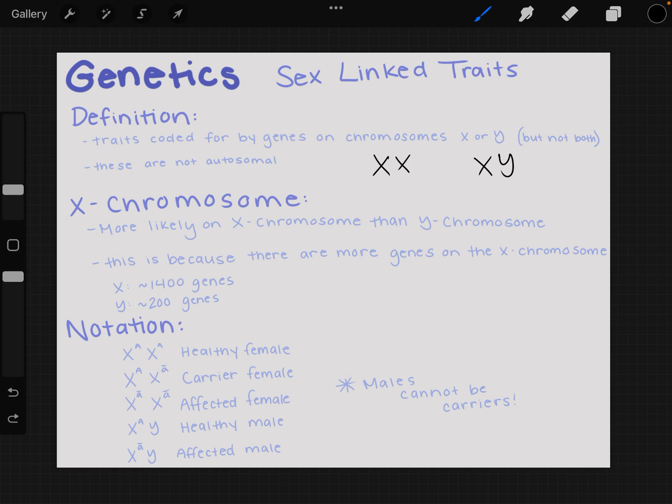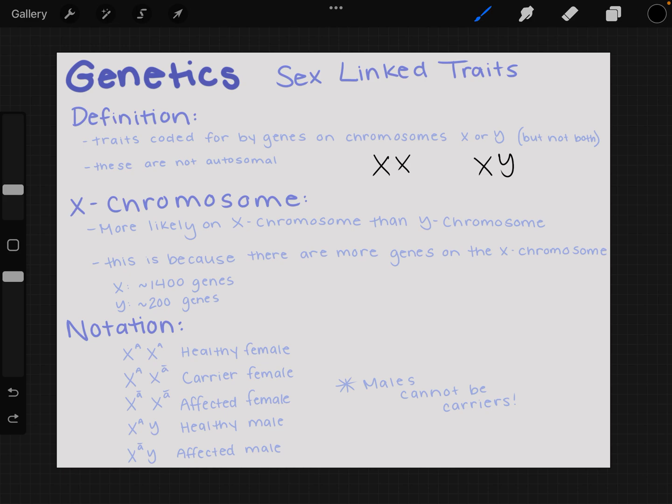It's also guaranteed that an X chromosome will be passed on to the child because they have to get an X chromosome from mom. And it is a roughly 50-50 chance at any given point that the child will have an X chromosome or a Y chromosome. Because of this, it's going to be a lot more likely to see on the X chromosome.